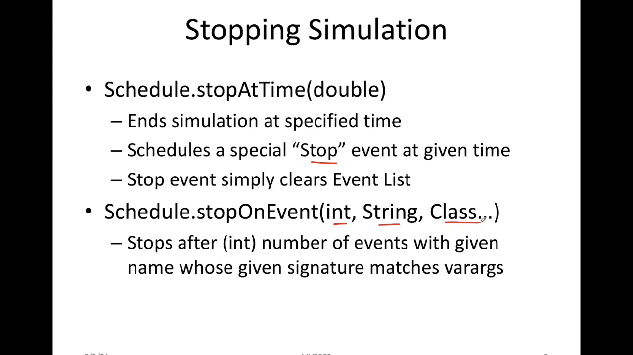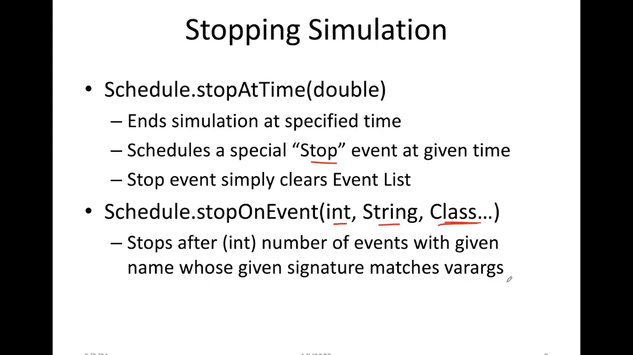the signature. So if I have an event that has a signature int, then that class actually has to be the object wrapper, that is Integer.class. And it stops after a certain number of events whose given signature matches the vararg. So this is what's different here, and this is why I emphasize the value thing on the interrupt. In interrupt, it matches the object. For this, it matches the class.